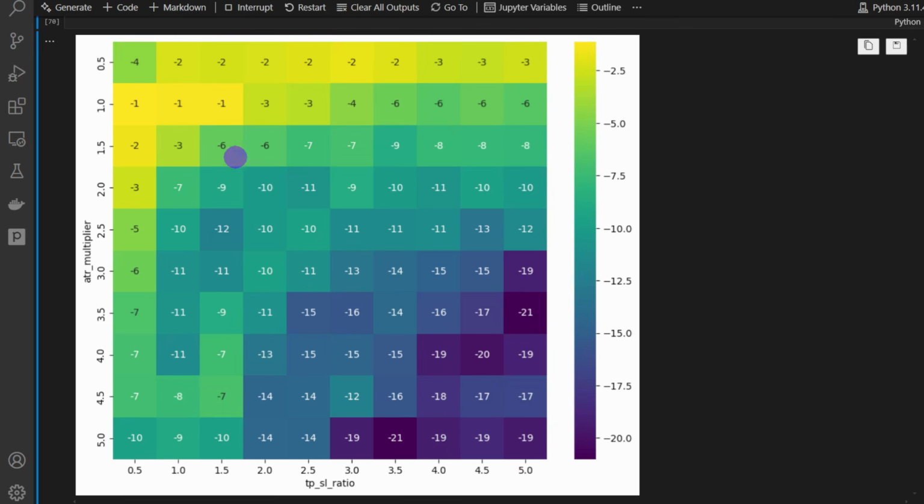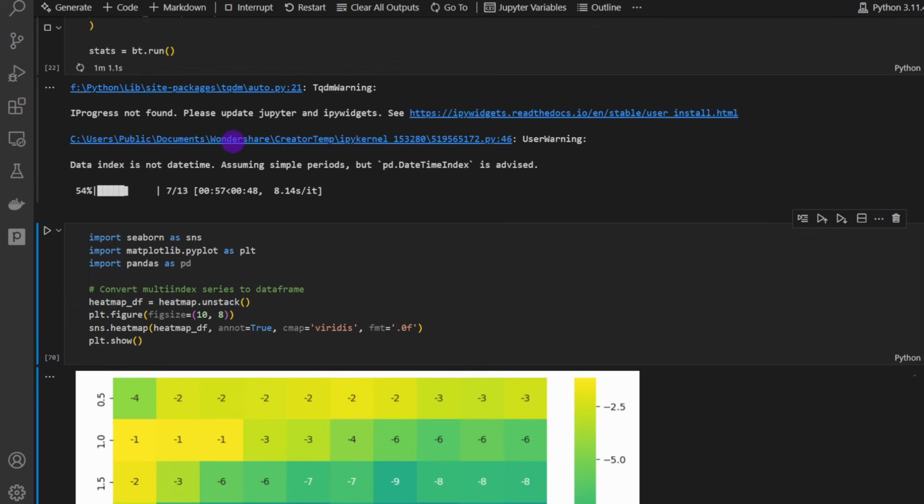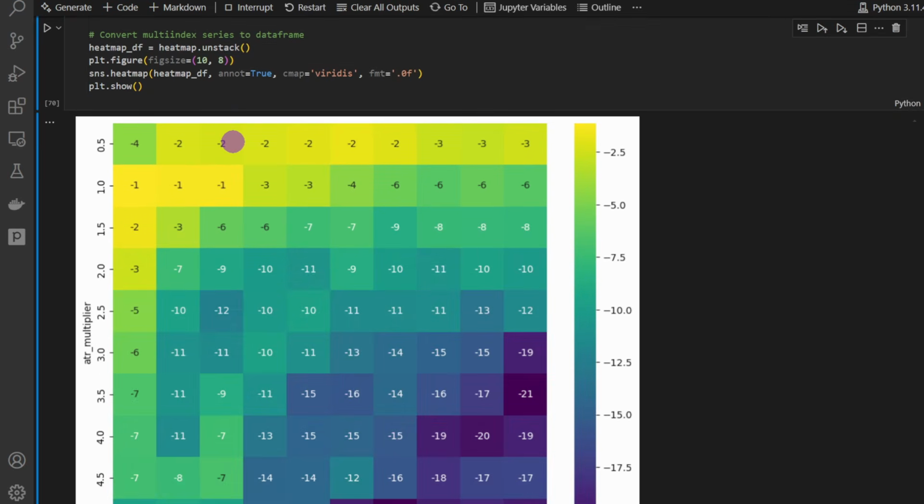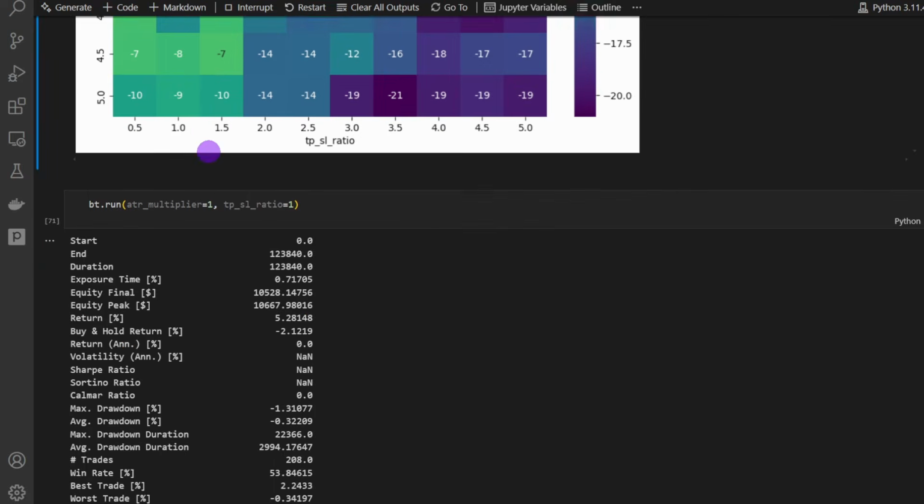The less risky strategy is actually obtained for an ATR multiplier of 1 and a take profit stop loss ratio of 1, which are not the best numbers to maximize the returns. It's just to limit the risk. So we need to find a compromise between minimizing the risk and maximizing returns. I'm going to show you the heat map for minimizing the risk, and then we can do the same to maximize the returns and see what kind of potential we have in this case.